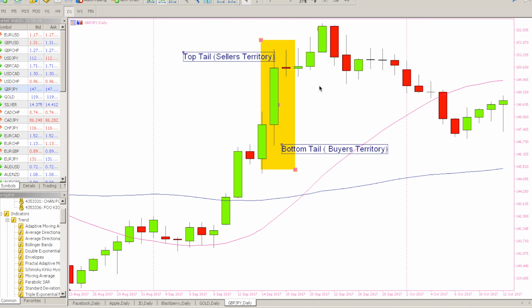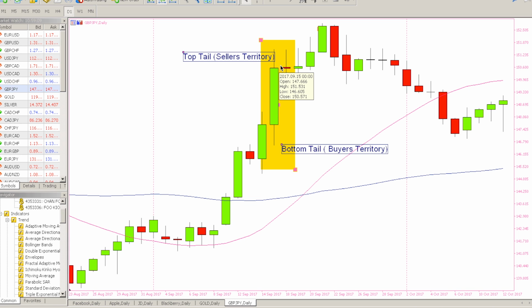In the previous video, I shared with you how the candlesticks are formed. Here's the opening and here's the closing. The price once went up to this high and also went down to this low. Today I would like to share with you something called the seller's territory and the buyer's territory. The tail at the top and the tail at the bottom mean something. The tail at the bottom means buyer's territory, and the tail at the top means seller's territory.